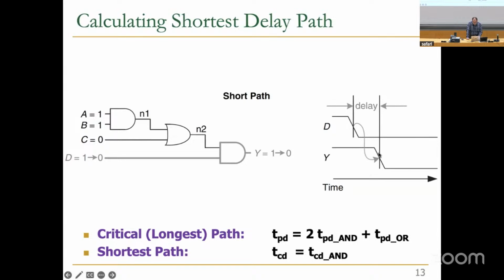But you can also calculate the contamination delay, from when D starts changing until Y also starts changing. So because of that, we calculate the contamination delay of the AND gate for the shortest path. Does it make sense? Any question?